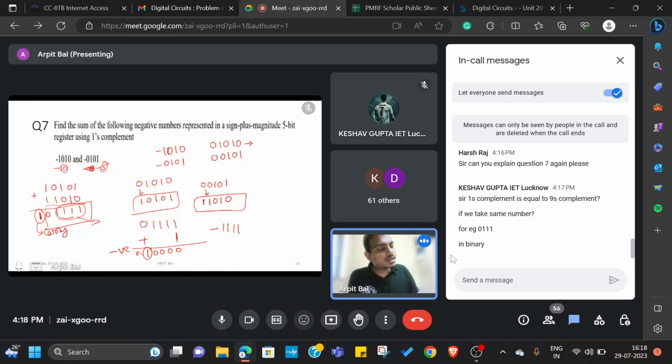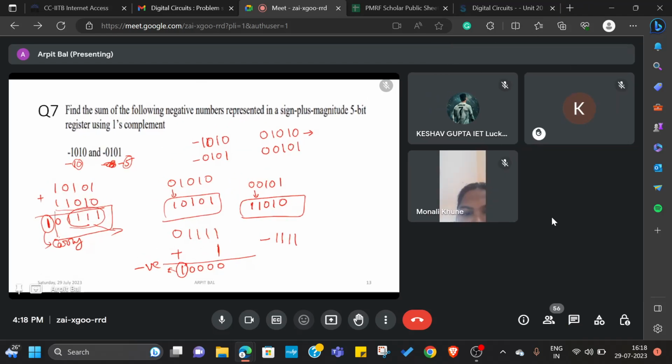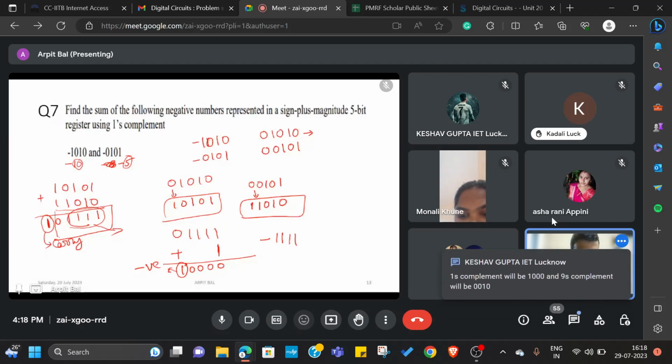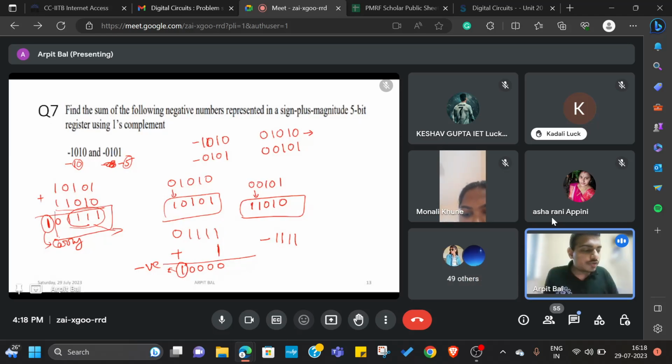Question 7 demands that we find the sum of the two given numbers, minus 1010 and minus 0101. Minus 1010 represents minus 10 and minus 0101 represents minus 5. We first need to put them in a 5-bit format, just like the last example that we saw, right?